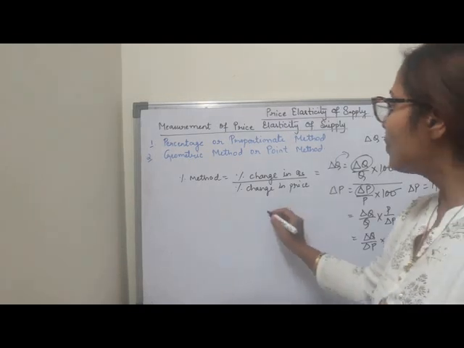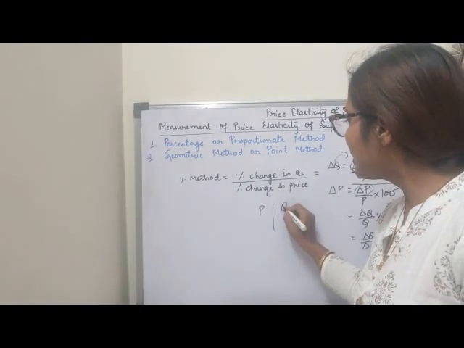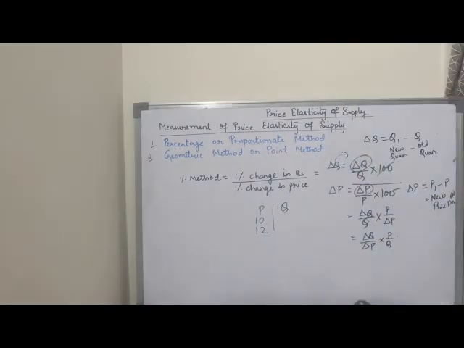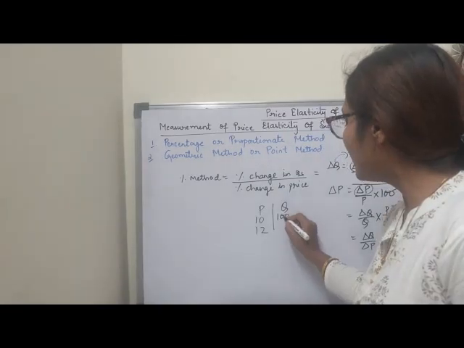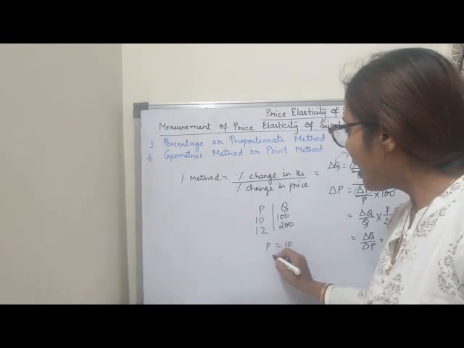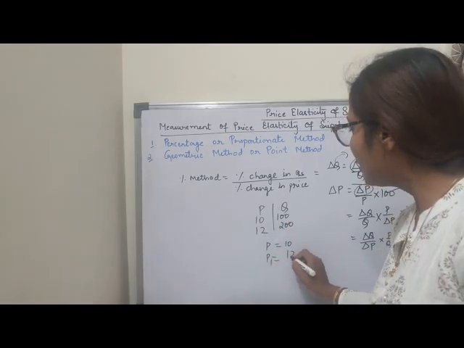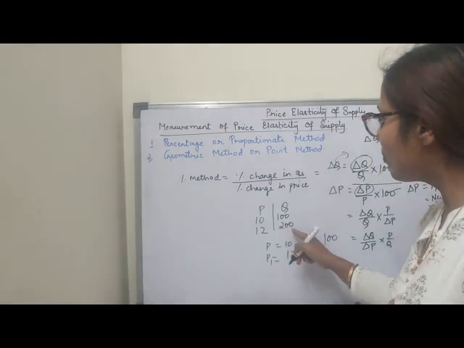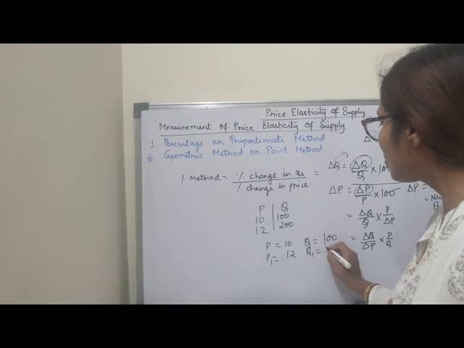Suppose I am giving you an example. This is the price and this is the quantity. Price changes from 10 to 12. That means it increases from 10 to 12. And quantity increases from 100 to 200. So I can say that my old price is 10 and my new price is 12. My old quantity is 100. When price increases to 12, my quantity also increases. So new quantity is 200.